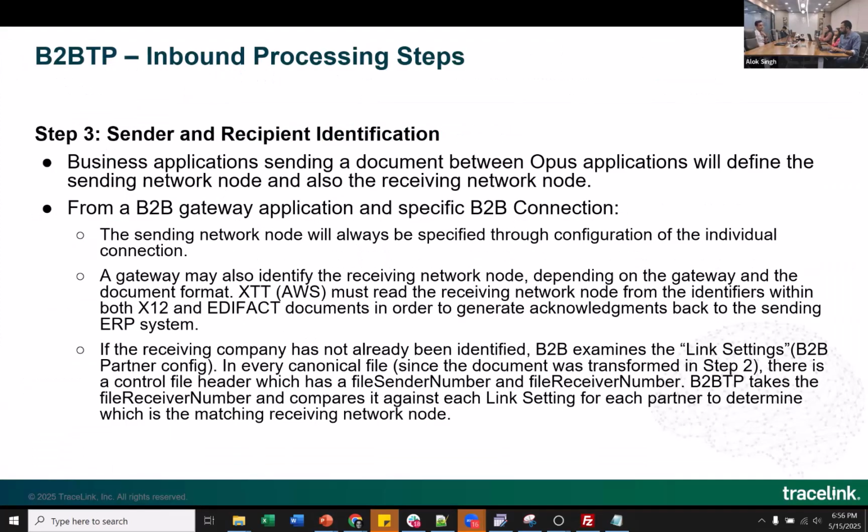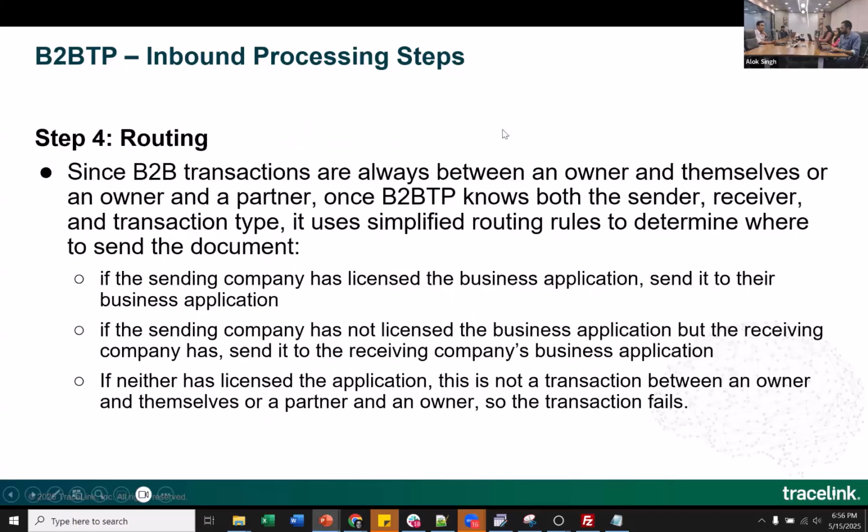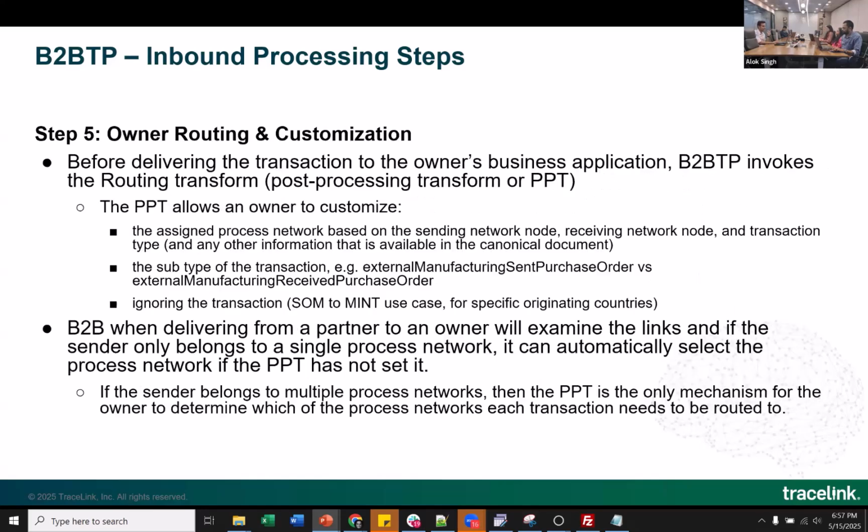Now, after it has identified the recipient, it will move to the routing step, right? Now B2B knows sender, receiver, and transaction type, so it knows how to route the document. Who's the owner, where to route the document. If it was a partner who was sending it, then B2B knows sender, receiver, owner. One of the sender or receiver should be the owner, so it would route it to the owner's Mint. In our case, the owner is the sender, so it will route it to its own. Okay. Whoever is sending the transaction, they both don't license the Mint application.